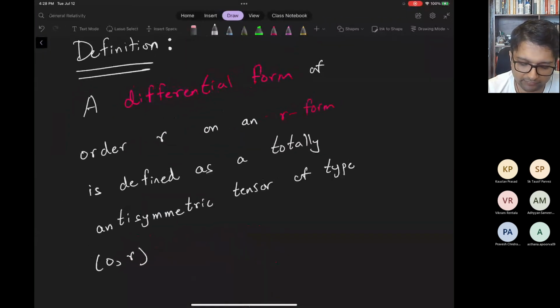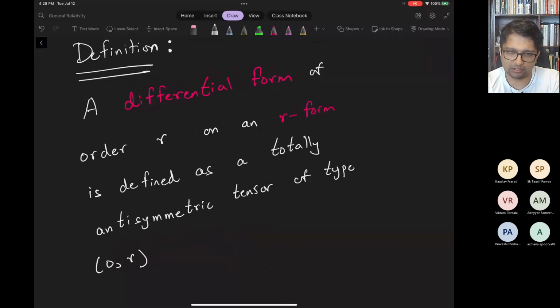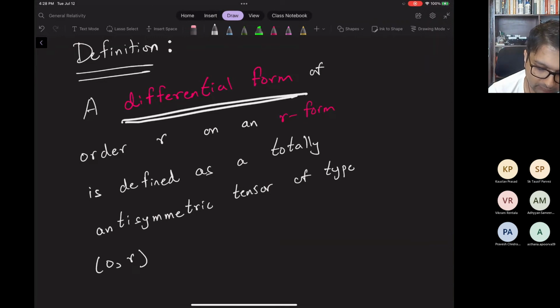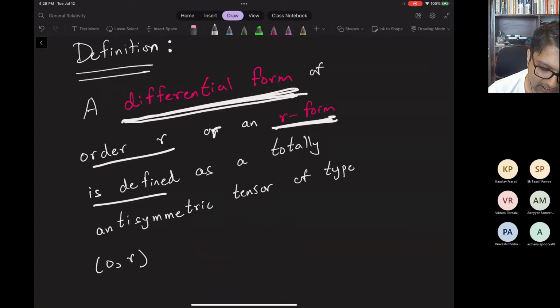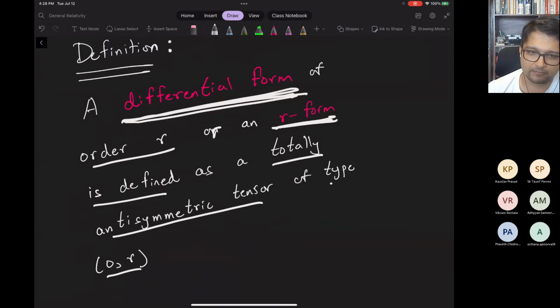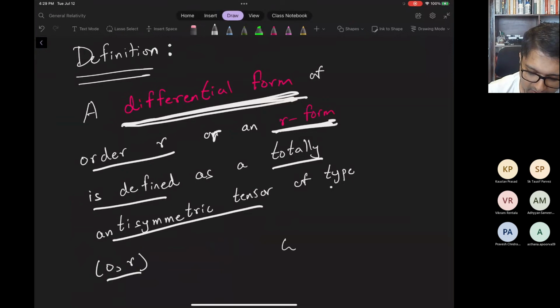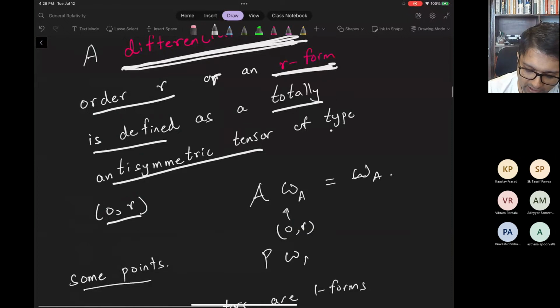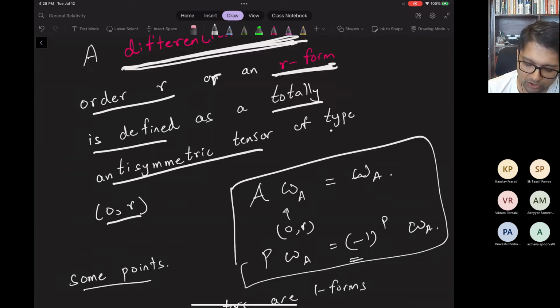Okay, so finally, let me come to a definition. The definition is rather simple now, if you understood the discussion so far. So a differential form of order R, this is the object that we're going to be working with today, or an R form, in short, is defined as a totally anti-symmetric tensor of type 0R. That is, if you have a tensor omega A, first of all, it has to be of type 0R. And the second thing is it has to be totally anti-symmetric, which means the anti-symmetry operator acting on this is equal to omega A. And any particular permutation acting on this will give me a signed version of the original omega A, where this P is an element of the permutation group of R elements.